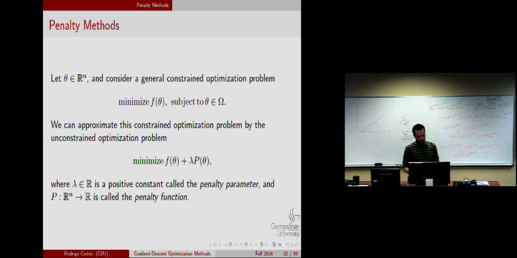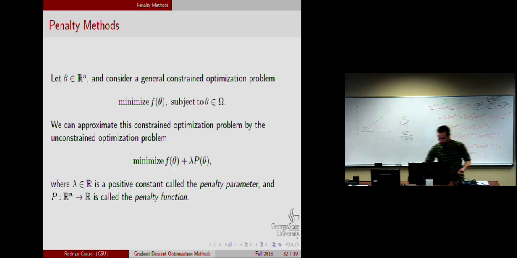Okay, penalty methods. We have that constrained optimization problem at the top. We can convert it into an unconstrained problem by adding a penalty on theta. This penalty function penalizes theta more the farther away it is from the feasible set. And the minimizer will try to make the penalty function small, so indirectly it's trying to satisfy the constraint. It's trying to bring theta to the feasible set.